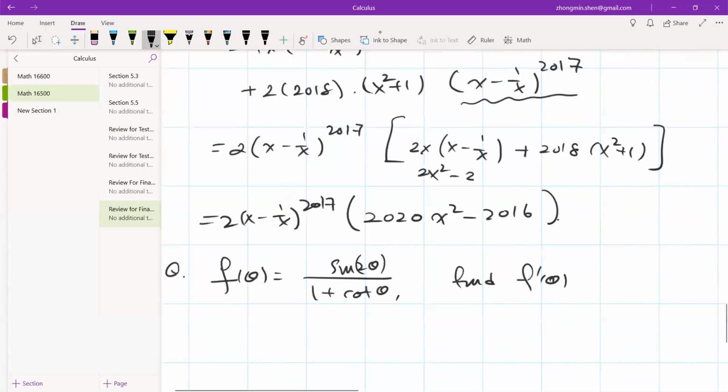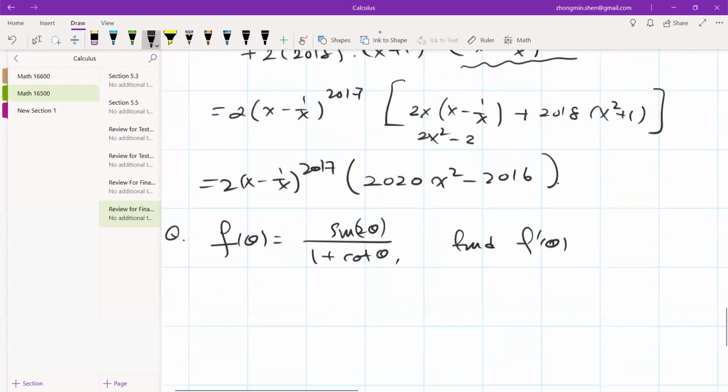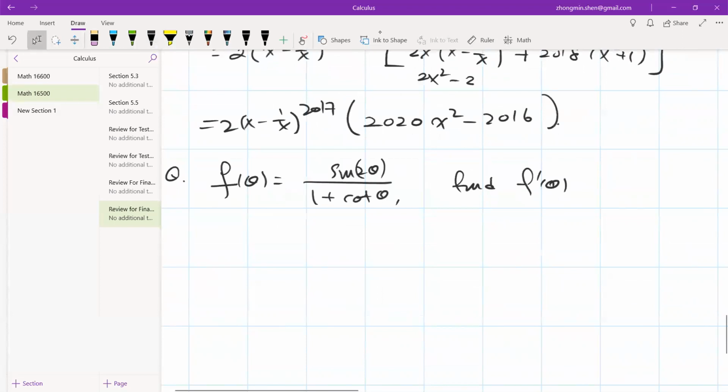Sine 2 theta. Now, if you don't remember the derivative of cotangent theta, or you think it's too complicated, you can convert everything to sine theta, cosine theta. You should know the derivative of sine theta, derivative of cosine theta. So let's simplify this first. So there'll be 2 sine theta, cosine theta, and here cotangent theta will be cosine theta over sine theta.